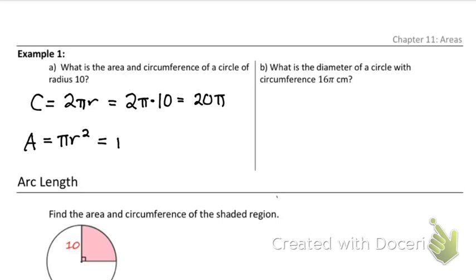Down here, we're going to have pi times 10 squared. Well, 10 squared is 100, and we're always going to move that number out front, so we're going to end up with 100 pi. So area is 100 pi. My circumference is 20 pi.